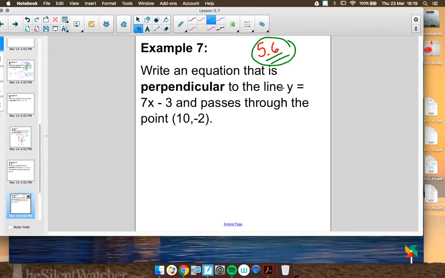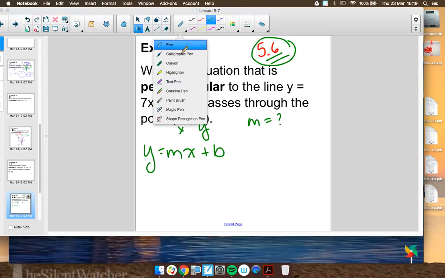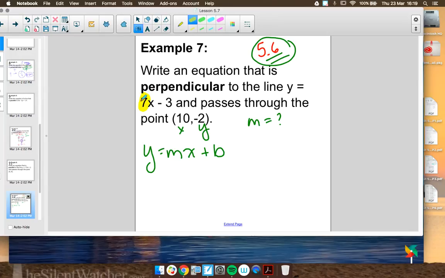So it's similar to 5.6 in that we have an x, we have a y, and now we need to know what our m is so we can solve for y equals mx plus b, so we can figure out what the b is. Okay, so the slope of this line is 7. But I need a perpendicular slope to that. So a perpendicular slope of 7 is negative 1/7. So that's going to be my slope, negative 1/7.